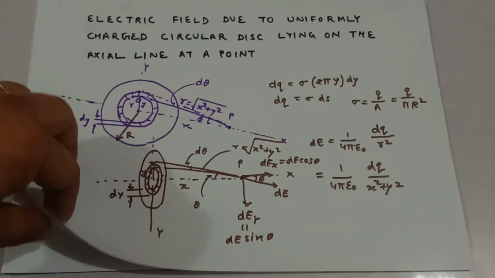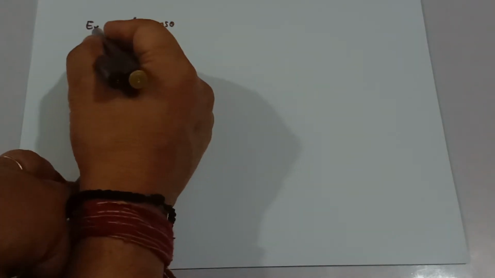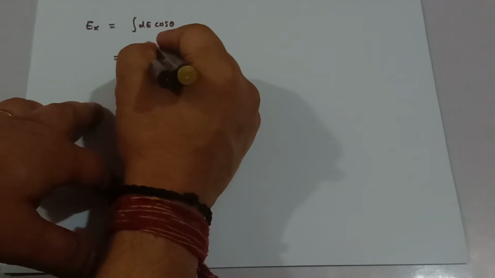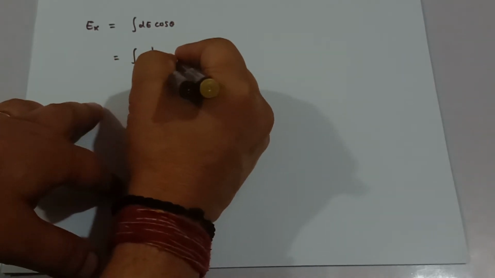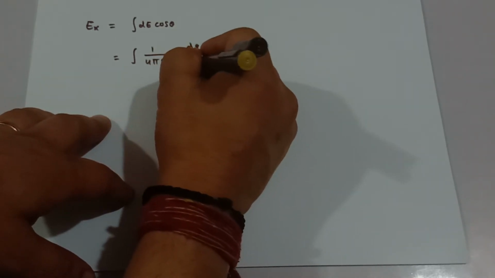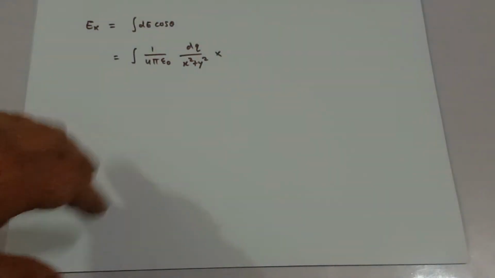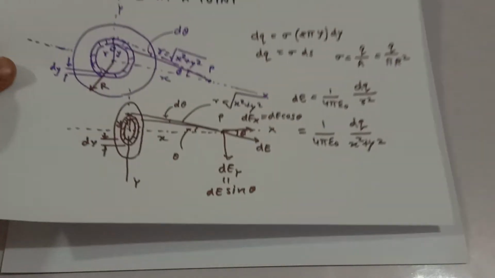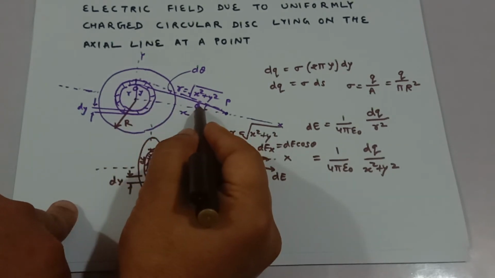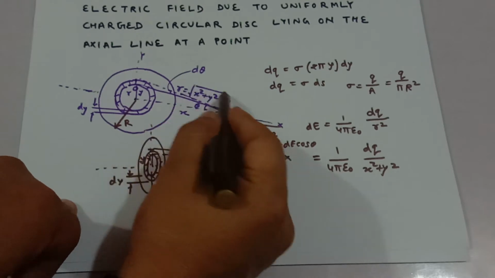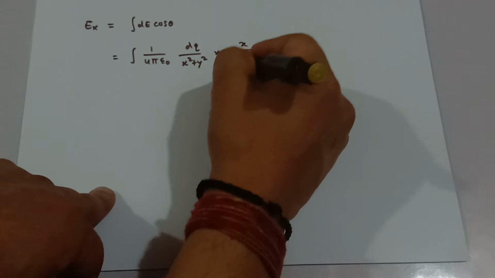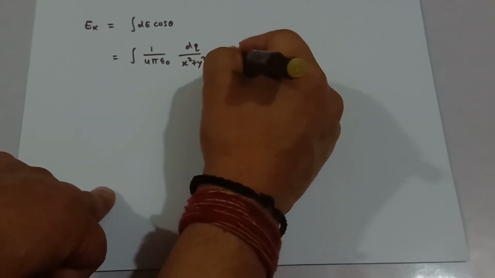Okay, so in this fashion you can write that the electric field along the x-axis should be the integral of dE into cos theta, and dE is 1 upon 4 pi epsilon naught dq upon r square, which we have calculated as x square plus y square. Then you will have to write what is cos theta. So cos theta is base upon hypotenuse, and here if this is the theta, the base is x and the hypotenuse is the square root of x square plus y square. So you can write this as equal to x divided by the square root of x square plus y square.